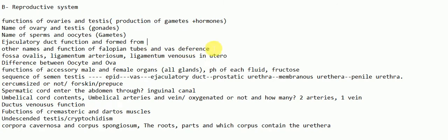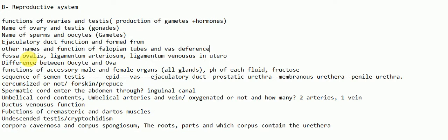Fallopian tube and vas deferens have different names, and the rule is anytime you see more than one name for any structure, you need to know all the names. The other names for the fallopian tube are the uterine tube or oviduct. Uterine tube, oviduct. The vas deferens is also called ductus deferens.